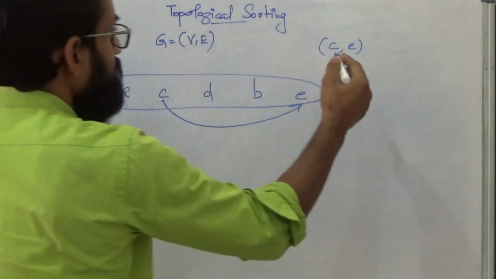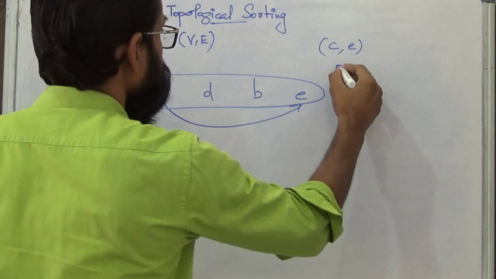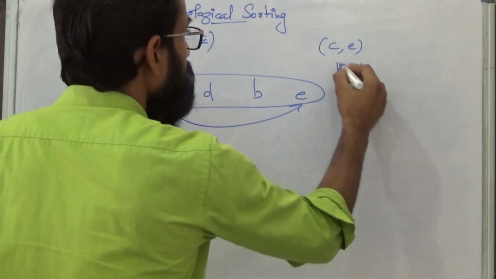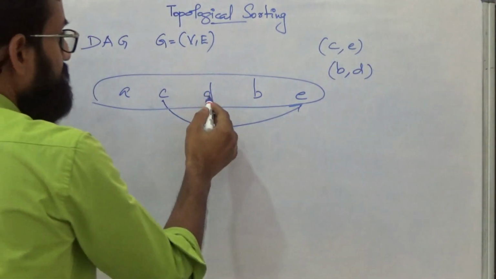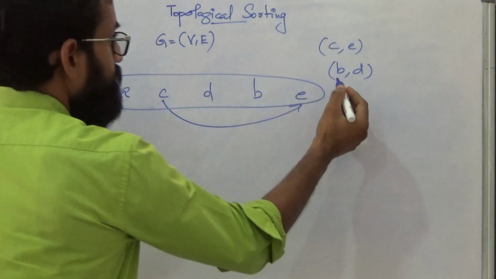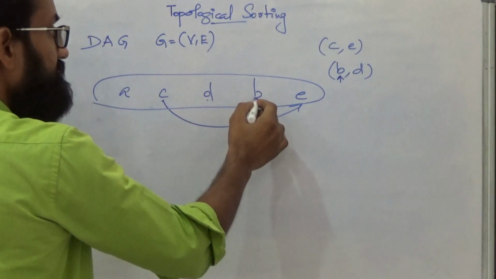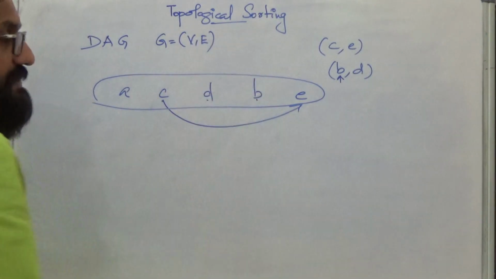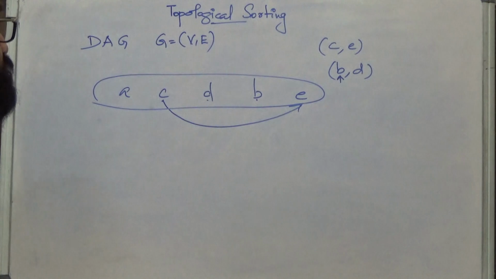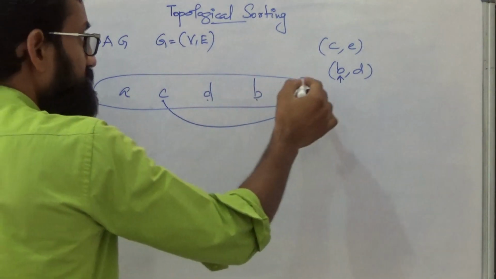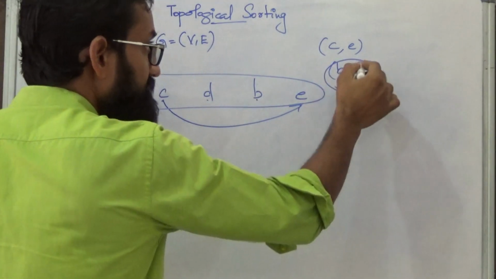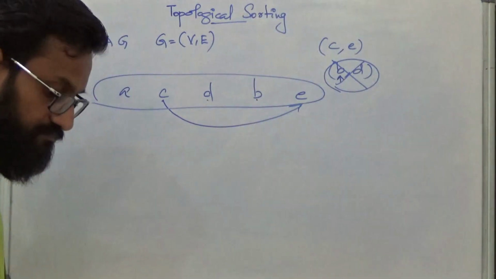Assume that the graph has an edge BD. If I consider this sequence, B must precede D, but in this case B actually succeeds D. So this is not a valid topological sorted sequence if you have an edge BD in your graph.